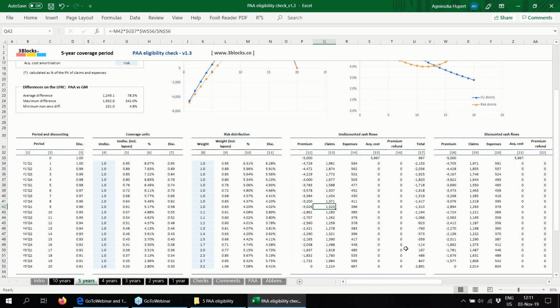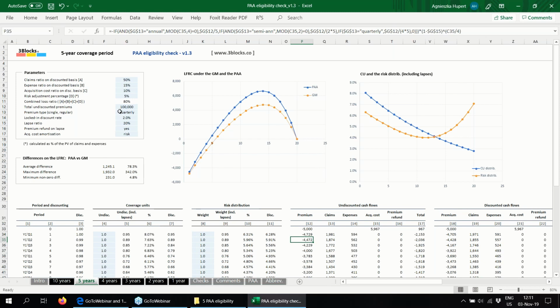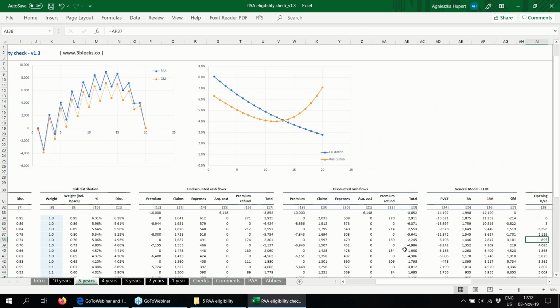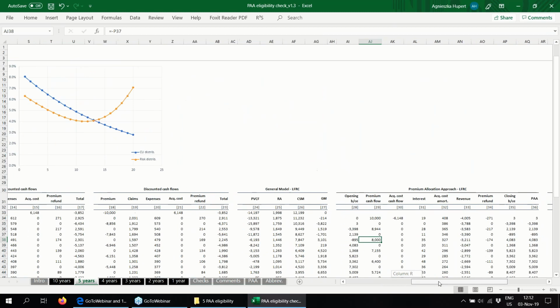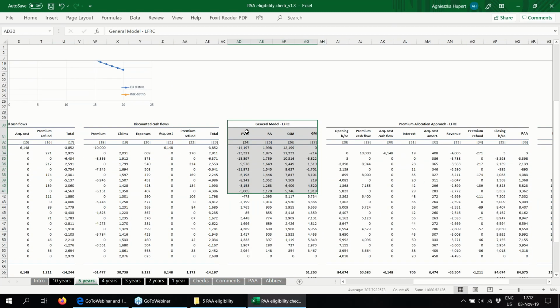Then we model undiscounted cash flows, for instance, if you select a different premium frequency. Let's see how it changes from quarterly to semi-annual. It automatically refreshes, and then the differences are different. The claims, expenses, etc. are modeled by us, and then we do the discounting. And later on, we calculate elements of the general model, so PV of cash flows, risk adjustment, CSM.